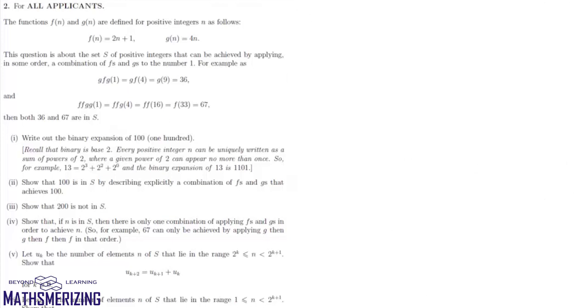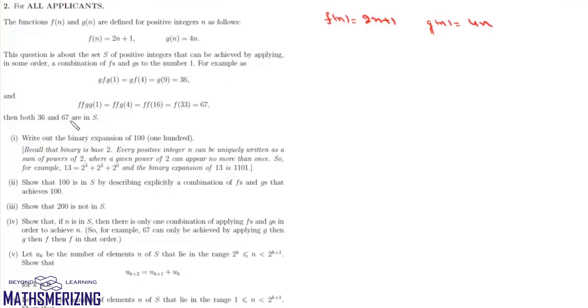Now question number 2 is, we are given two functions fn and gn which are defined for positive integers n as fn is 2n plus 1 and gn is 4n. Now it says this question is about the set S of positive integers that can be achieved by applying, in some order, a combination of f's and g's to the number 1. Say for example, g of f of g1 is 36.